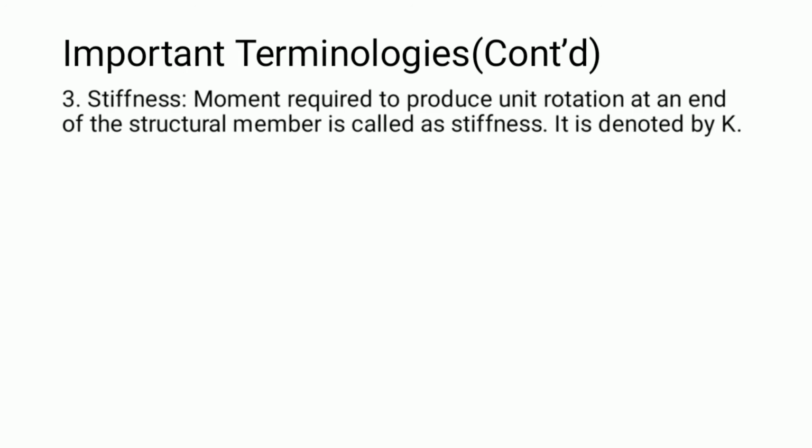The next important terminology is stiffness. Stiffness is nothing but the moment required to produce unit rotation at an end of the structural member. I will just repeat it. Stiffness is the moment required to produce unit rotation at the end of the structural member. Stiffness is denoted by the capital letter K.